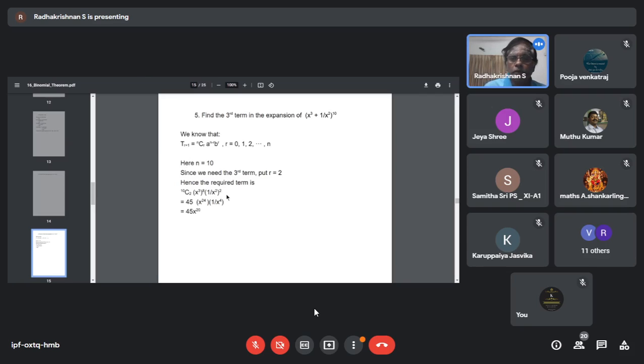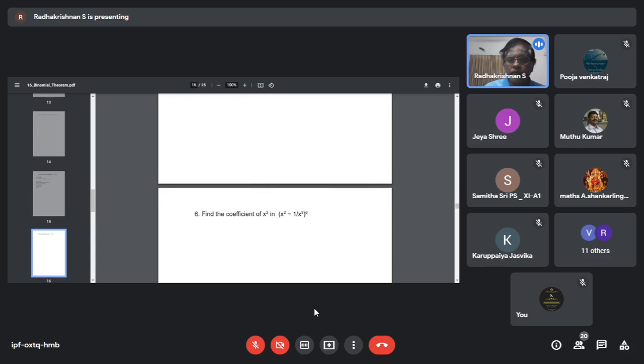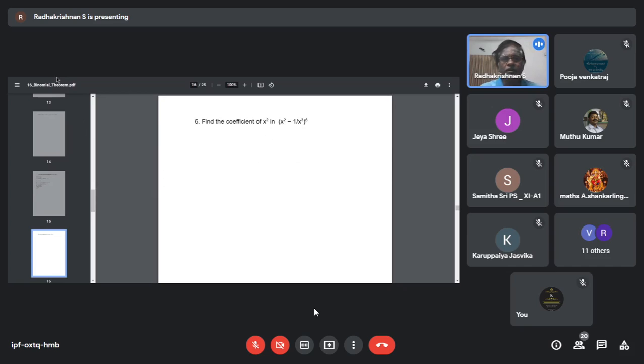So let's go on to the next problem. The subsequent problems are going to be slightly tougher. But they test the concept now. Find the coefficient of x square in the expansion of x square minus 1 by x cube whole to the power of 6.